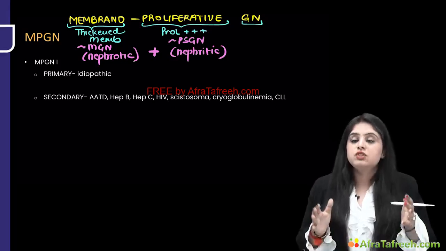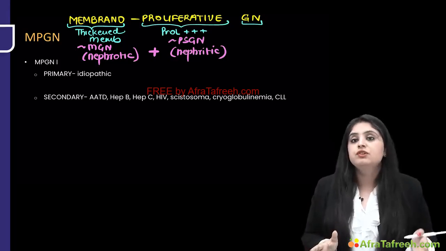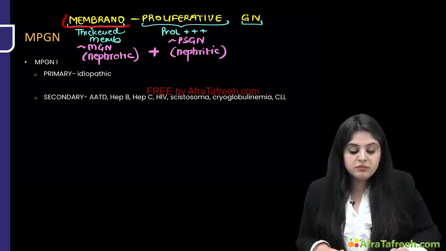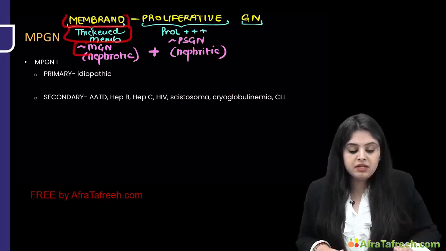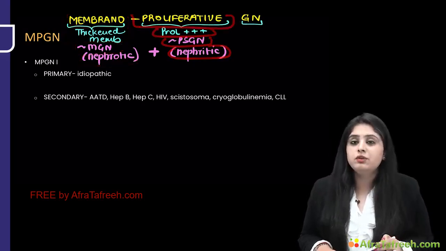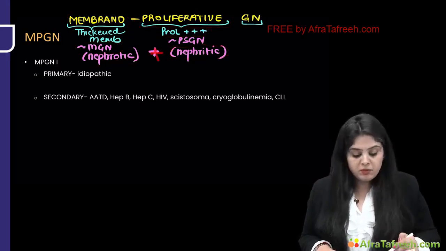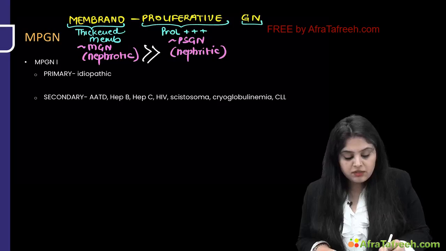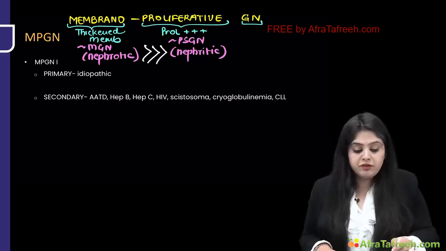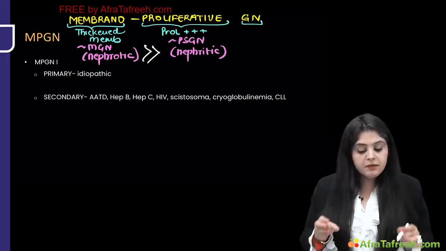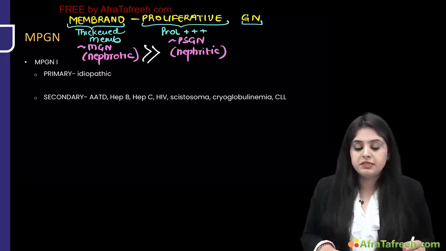This is a condition which can show you overlapping features of nephrotic and nephritic. Repeating, the name only tells me. The membrano word tells me that it has a thickened membrane like membranous, so that is nephrotic. The proliferative word tells me it has a lot of proliferation similar to PSGN, so that is going to be nephritic. It's a combo, but if you have to select one, the reason that I'm teaching you in this segment is it shows you more of nephrotic. So if you have an option of both, that will be your best answer. Otherwise, you go for nephrotic.